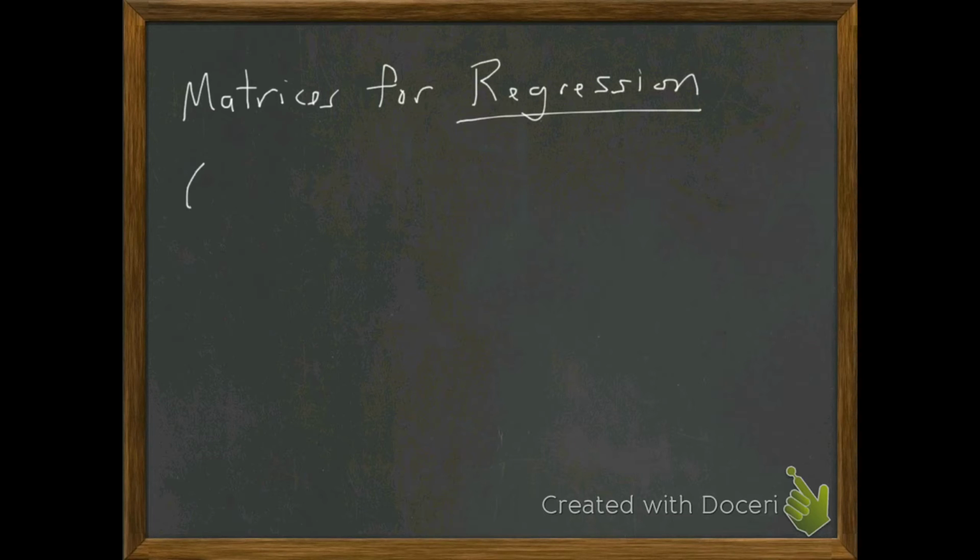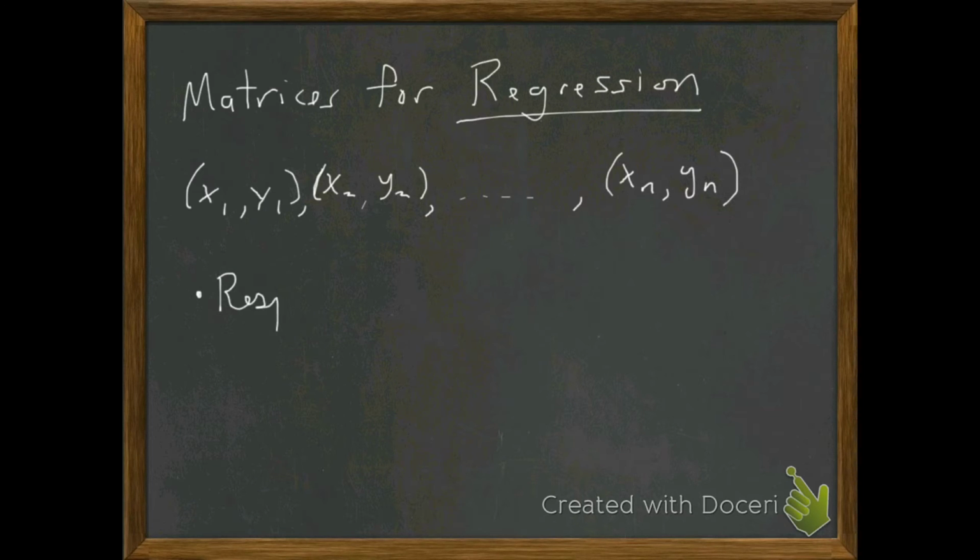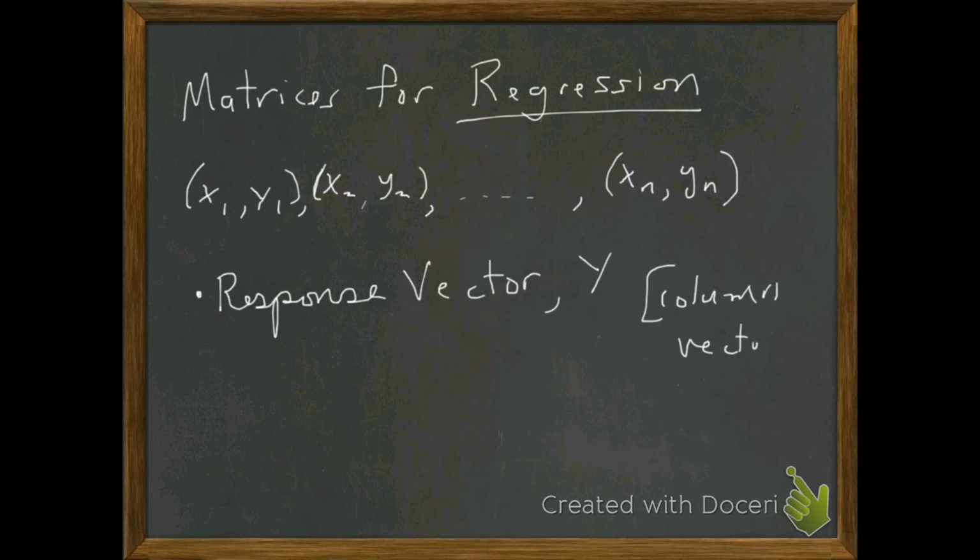Now, if we have data x1, y1, x2, y2, up to xn, yn, so we have n ordered pairs. One of the first vectors that we're going to look at is a response vector y. And guys, a y vector is nothing more than a column vector, and it's going to be nothing more than our y values.